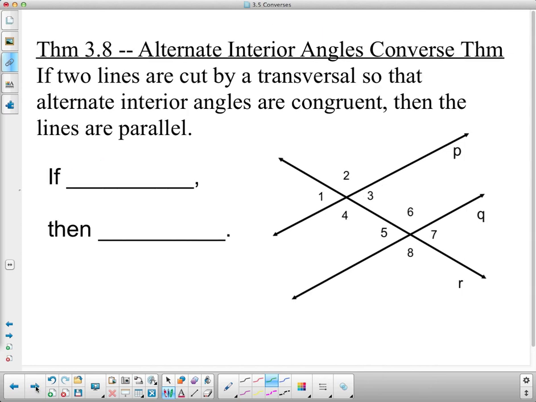All right, the next one is the converse of the alternate interior angle theorem. So once you've got that picture drawn, you have a pair of alternate interior angles, 3 and 5, correct? So if angle 3 is congruent to angle 5, then what's the conclusion? Dylan? P is parallel to Q.